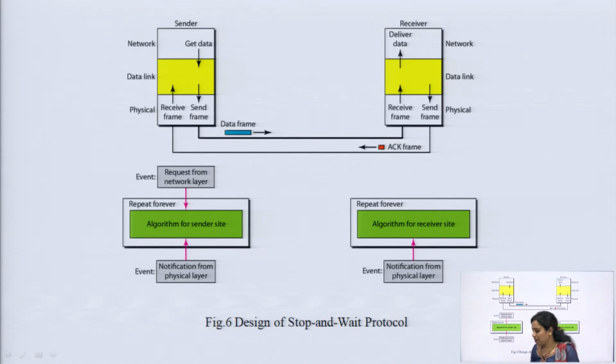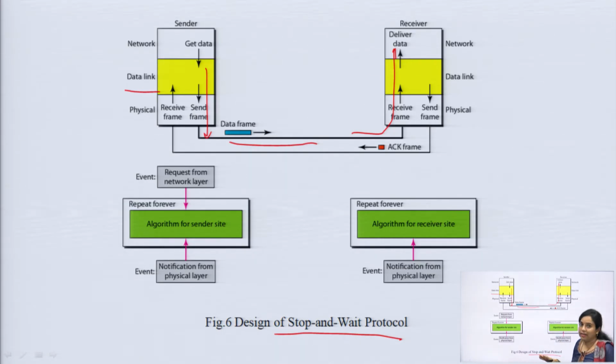Now, next is the stop and wait protocol. You can see there are some changes here. Whenever you transmit data, you get the data from the network layer, and it is given to the data link layer, then it will transmit the data, send the frame, and the frame will be transmitted to the receiver side.